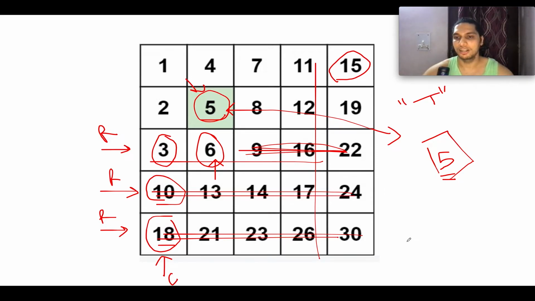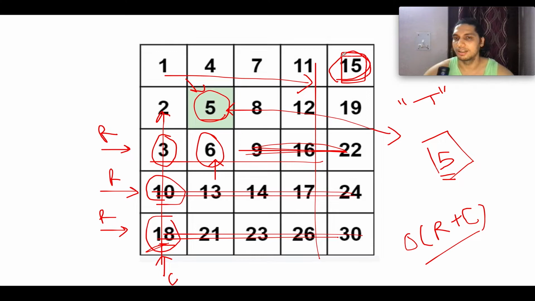The time complexity of this particular approach is order of row count plus column count. Because in the worst case, what could happen? You iterate along all the rows one by one, and then you iterate along all the columns that we have. So there could be a possibility that you start from over this particular element and you find the target element over here. Therefore, in the worst case, the time complexity would be the number of rows plus the number of columns that you have.